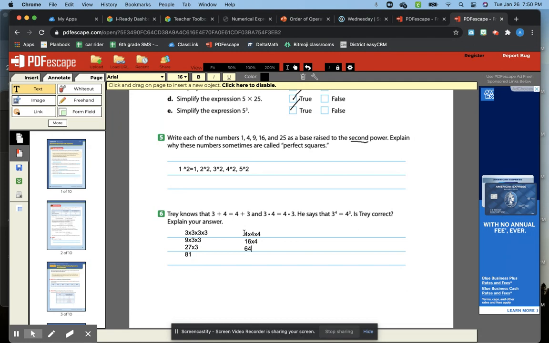So to know if he is correct, all you have to do is compare the two things. He's saying that they're equal. 81 is not equal to 64. So Trey is not correct.